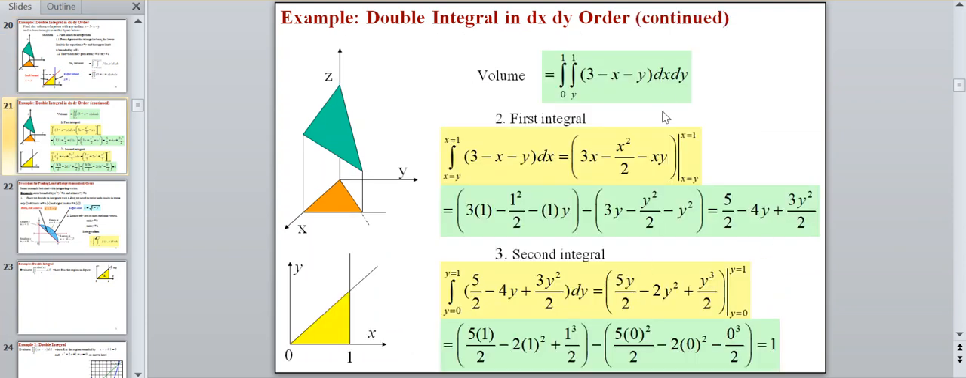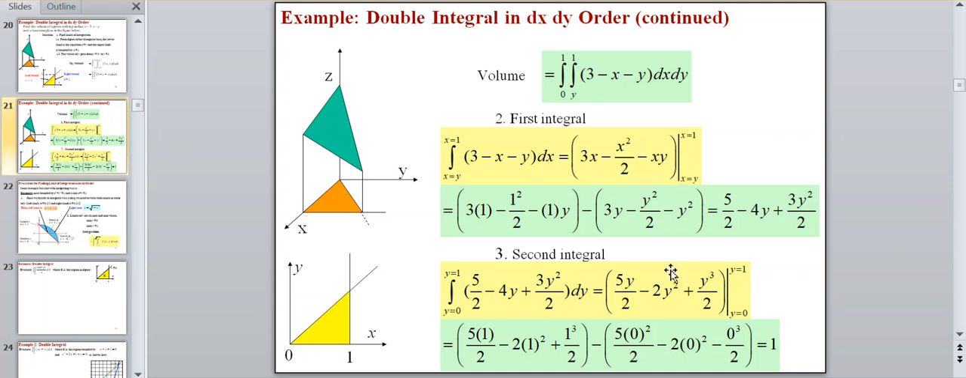So this time first with respect to x, right? The integral of 3 with respect to x is 3x, minus the integral of x with respect to x, x squared divided by 2, minus the integral of y with respect to x. So y is a constant, becomes minus xy. The value of this term when x equals 1 minus when x equals y. So when x equals 1, we have 3, minus 1/2, and here minus y. When x equals y, we have 3y minus y squared divided by 2 minus x is y, right? y times y, y squared, minus y squared.